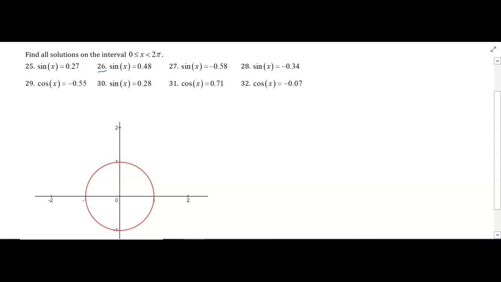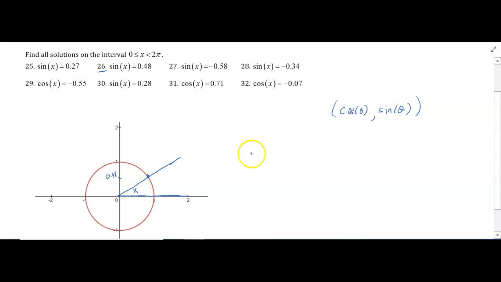For this example, remember, for every point on the unit circle, the x-coordinate is cosine of that angle, and the y-component is sine of that angle. So we want to go to about 0.48 on the y-axis. There are 2 angles whose terminal side intersects the unit circle at height 0.48. One of them is over in quadrant 1. We can draw that angle, and that's the one we're going to get with the inverse sine function. That's the angle x we're after here.